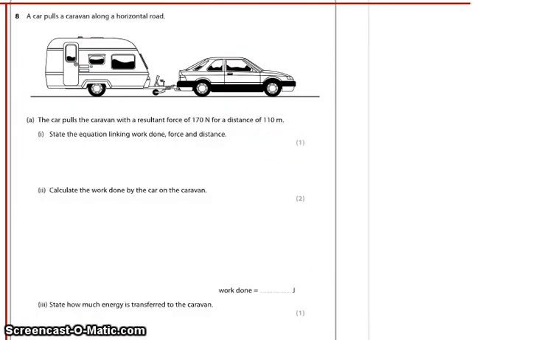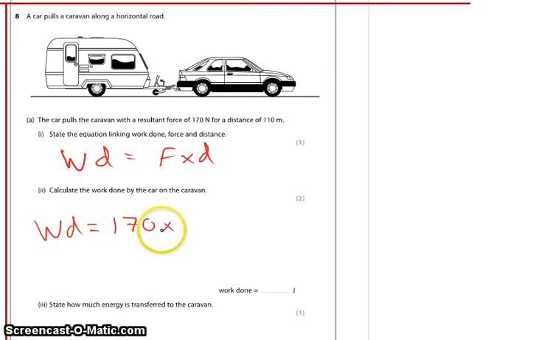For question 8, we'll look at a caravan being pulled by a car. State the equation linking work done, force and distance. Well, work done is equal to force times distance moved in the direction of the force. Calculate the work done by the car on the caravan. Well, the work done is equal to the resultant force, which is 170, times the distance pulled, 110, and that gives 1,870 joules.